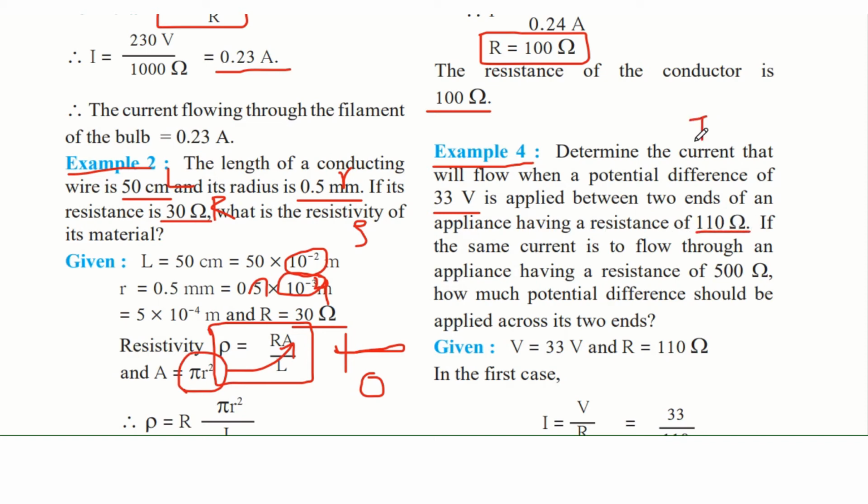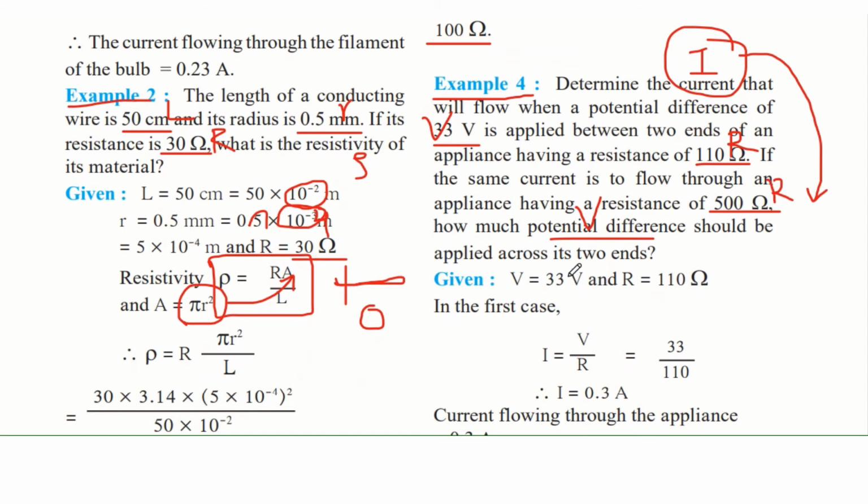So here they are asking us to find I, and they have given us V and R. Then they are also telling us if the same current is to flow through an appliance having a resistance of 500 ohms, how much potential difference should be applied across its two ends. So first we have to find this I. Then they are telling us to use that same I and use R as 500 ohms, and then to find what will be the V, that is potential difference. So this question has two segments. Let us solve them one by one.